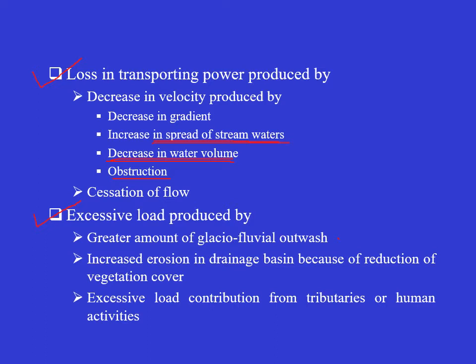So although the mainstream may not have the excessive load, the tributaries may suddenly contribute a large amount of load to the mainstream, or due to some human activity, we artificially produce a large amount of sediment in the river water. So in this process the load of the flowing water increases, and thereby the deposition process begins. So these are the factors for which deposition from the river water will happen.